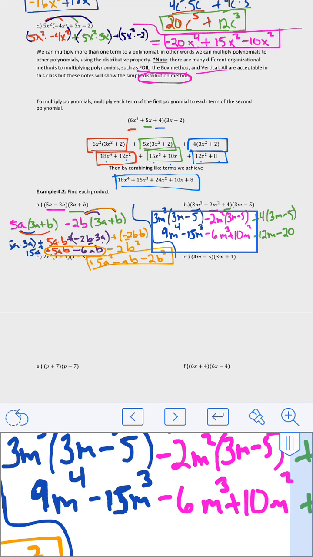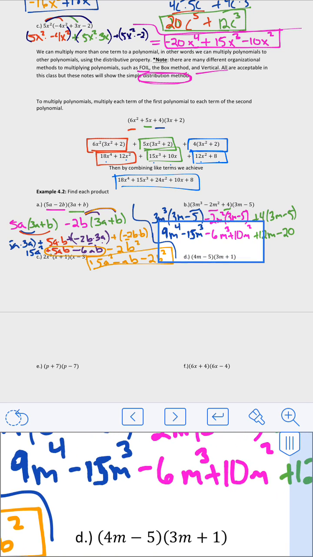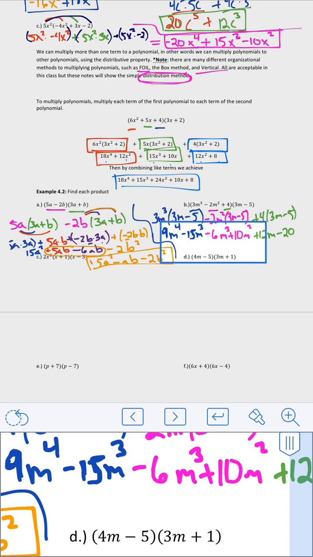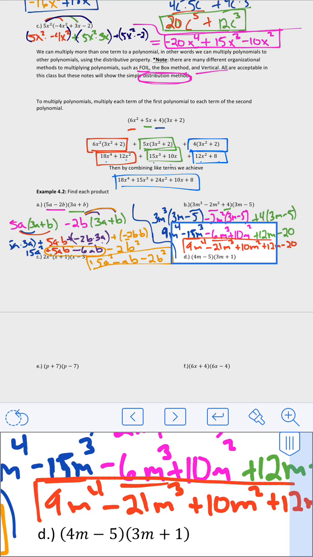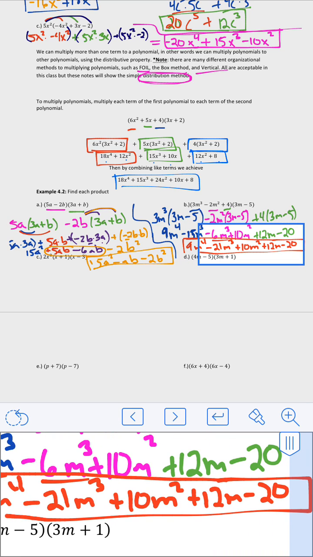Fabulous. Now I'll just do some combining like terms. I'm going to ignore colors now because it's all one big string, right? So I'm not looking at colors anymore. I've put them back together. I don't have any other fourths, so I've got 9m to the 4th. I've got a few cubes, so minus 21m cubed. I don't have any other squareds, no other singles, and no other constants. So it looks like that is my final answer.